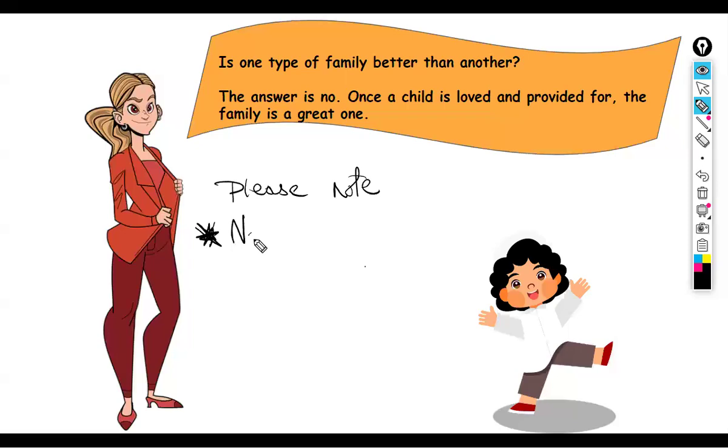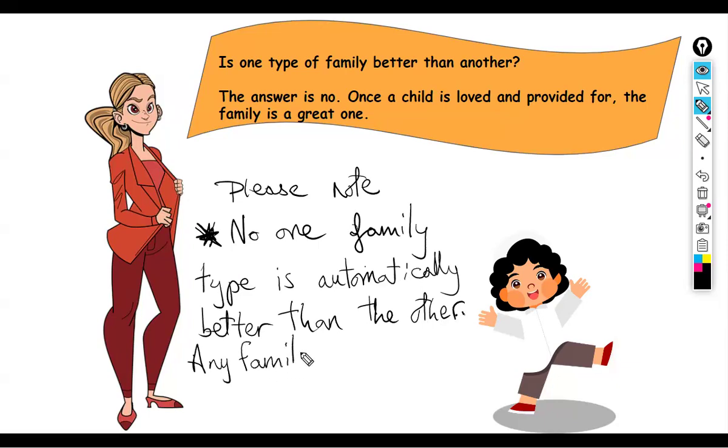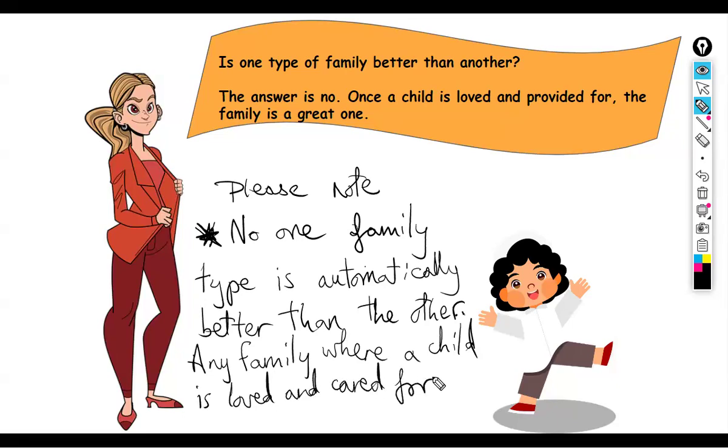types of families, right? No one family type is automatically better than the other, right? Any family where a child is loved and cared for is a good family, right? And safe as well, right? And that could happen in any of the types we looked at.